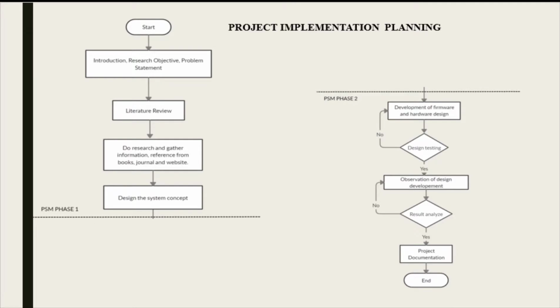So for project implementation planning, I divided it into two, PSM phase 1 and PSM phase 2. For PSM phase 1, I studied the problem statement, research objective, and did literature review on past work. I did research and gathered information and references from all types of sources, including journals, websites, and books. And then I started to design the system concept. For the upcoming phase, PSM 2, I will start to develop the hardware and software and will do the design testing, analyze the result, and if the project succeeds, we will proceed with project documentation.